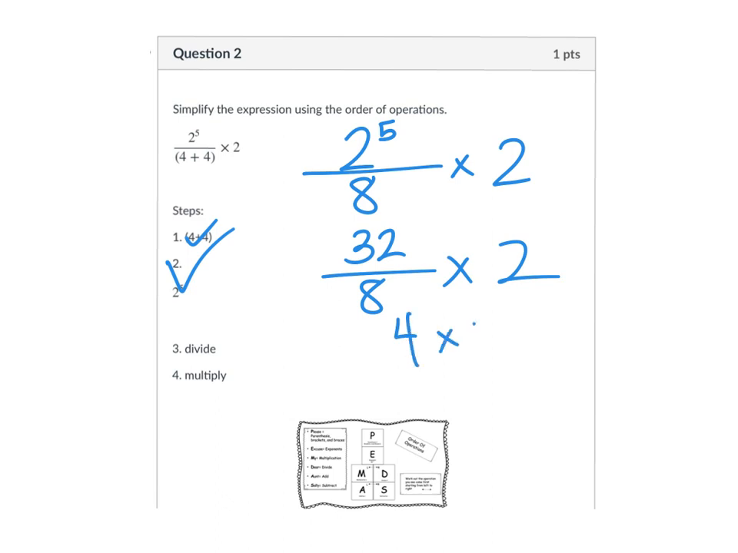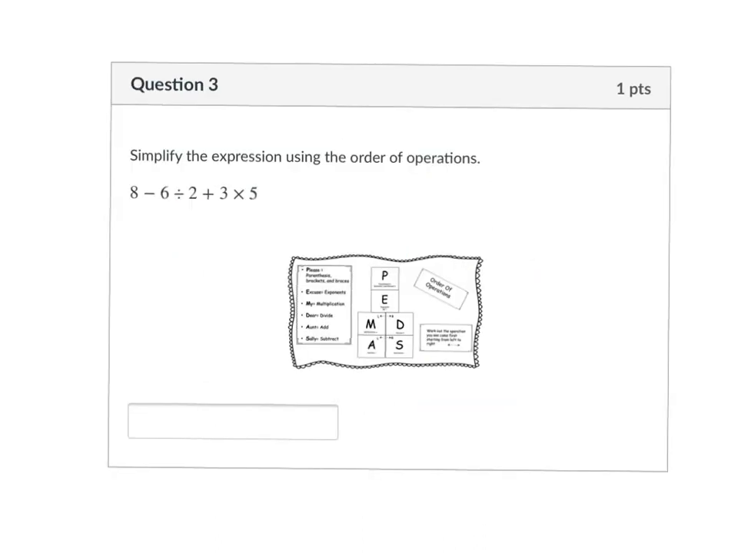And so then my last step is to multiply. 4 times 2 is 8, my final answer. Number 3, 8 minus 6 divided by 2 plus 3 times 5. Okay, so this time I didn't write the steps for you, so we need to use that order of operations. I do not see any parentheses. I do not see any exponents, so I'm on to doing multiplication and division from left to right.